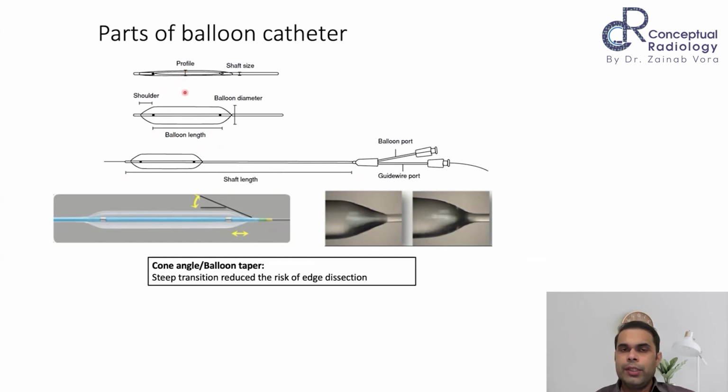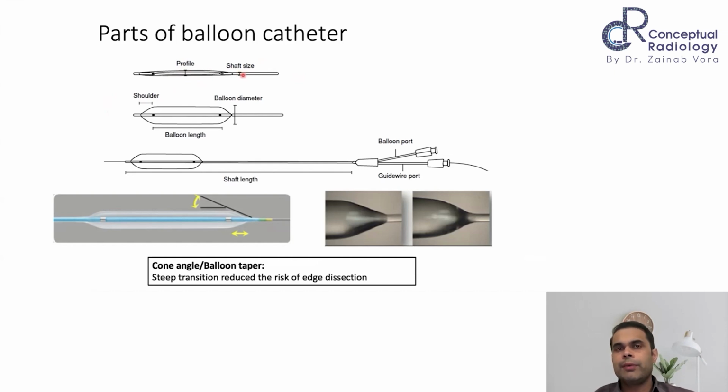Now, when the balloon is deflated, the diameter that is there is called the profile, because you are going in through a sheath. So what diameter sheath should you have so that the balloon can be introduced? Say you have a 5 French sheath, but the balloon profile is similar to 6 French or 7 French, so that balloon will not go through that sheath. So you should know the profile of the balloon so that you can use the right vascular access in the beginning. And shaft size is the diameter of the shaft.